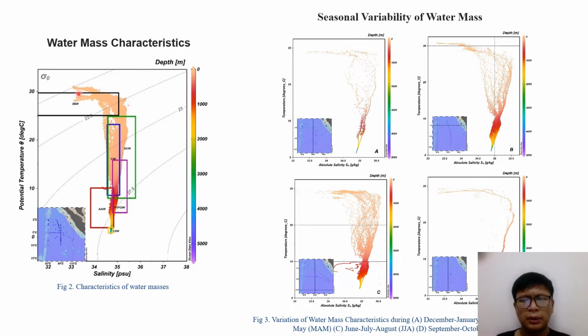According to the TS diagram, there are six types of water mass found in West Sumatra. They are Bengal Bay water, Indonesian upper water, South Indian Ocean Central water, Antarctic intermediate water, Red Sea Persian Gulf intermediate water, and circumpolar deep water. Figure 3 shows the variation of water mass for the four seasons.